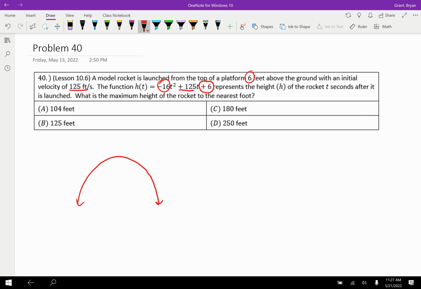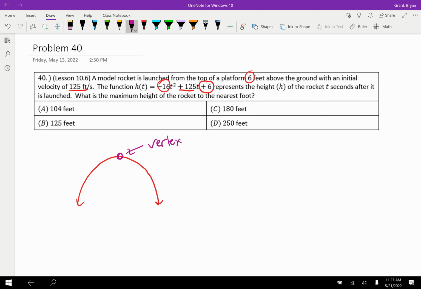And now that we know the graph looks like this, we can at least visually see where the maximum height is going to be. It's going to be right here. That's the top of our parabola, which we call the vertex. So when they ask for the maximum height, what they really want is what is the vertex of our parabola.